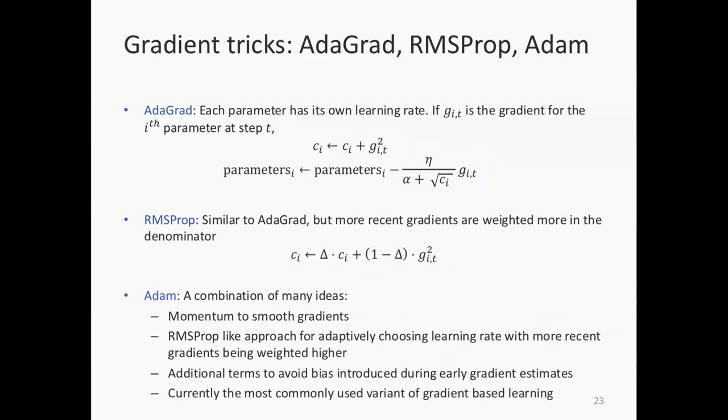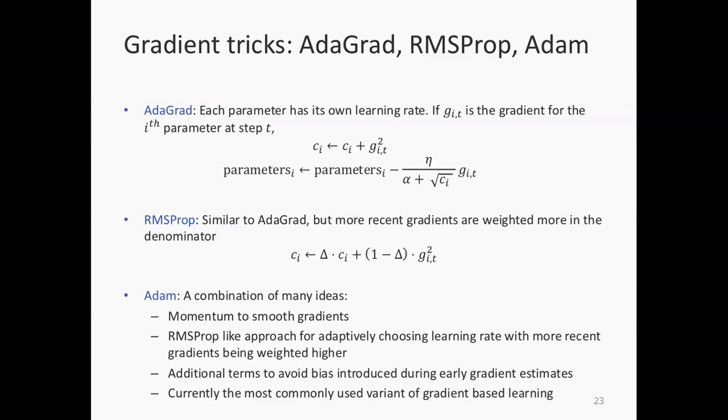ADAM is a combination of a whole bunch of ideas. ADAM uses momentum for smoothing the learning rates. It uses RMSprop for adaptively choosing the learning rate. There are some well-motivated, but a little bit more technical pieces to ADAM that are there to avoid statistical biases that happen at the beginning of learning. I'm not going to go into that, but you can look up the paper. And today, when people use gradient-based optimization, for the most part, they use ADAM, or some minor variant of ADAM.